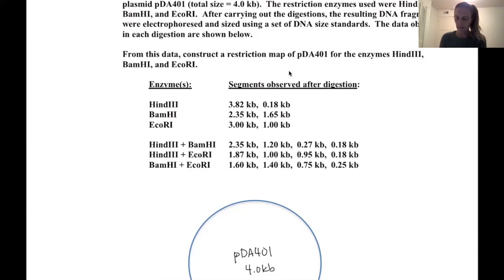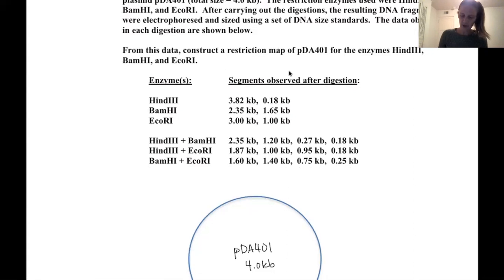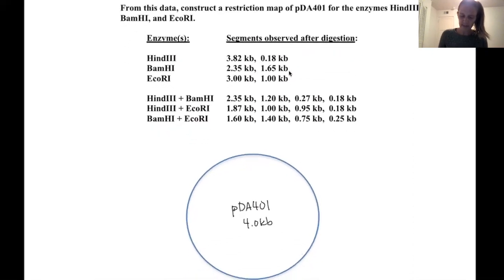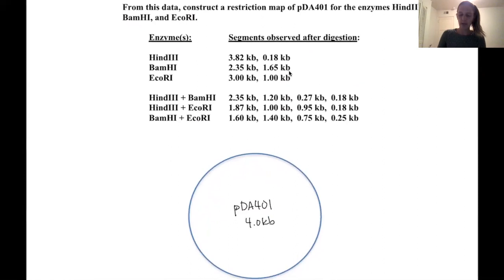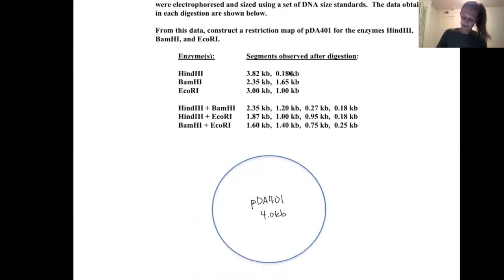And the sizes were determined using DNA size standards, aka DNA ladder. The data obtained in each digestion are shown below. From these data, construct a restriction map for this plasmid with these enzymes. So the way that I'm going to, hold on, my iPad, I need to turn it up so I can see a little bit better.